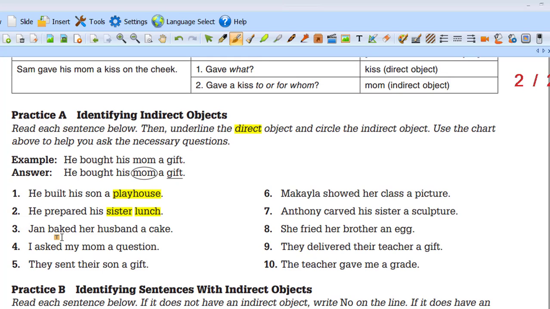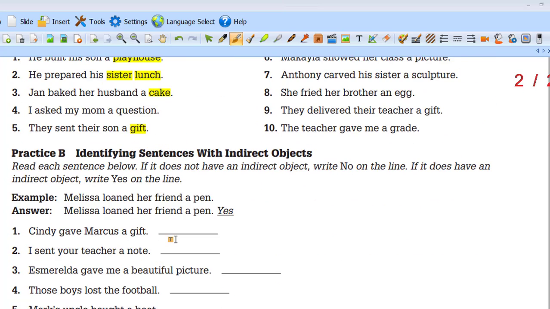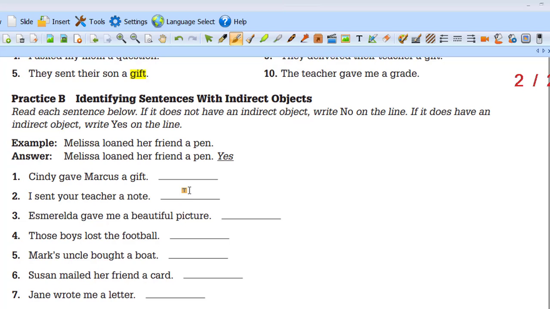Number 3, underline a cake and circle husband. Number 4, underline question, because it's the direct object, circle mom. Underline gift, circle son, and so on. In this question you have just to tell me if you have an indirect object. If it doesn't have an indirect object, write no. If you have, write yes.